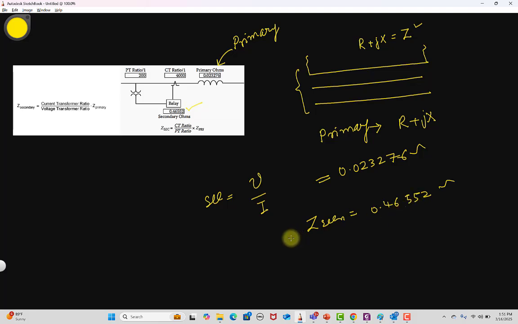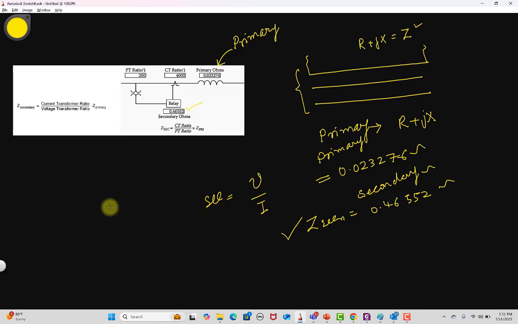So when you come to the relay, if you see what the impedance is, this is the impedance that will be shown at the relay itself. So the actual impedance of the line is called the primary impedance, primary value, and the impedance seen by the relay is called the secondary impedance or secondary value. And there is a difference between these two. I will tell you the reason behind that.